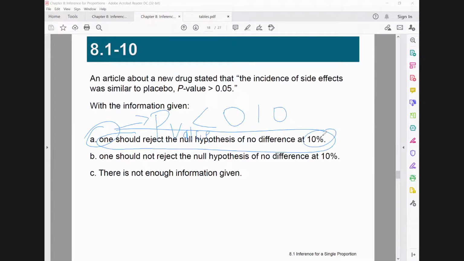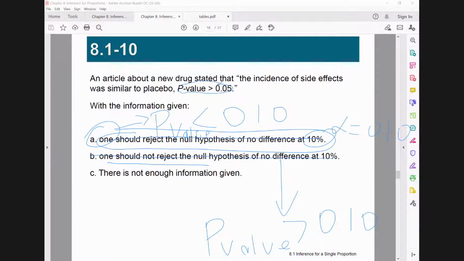Alpha here is equal to 0.10. Then here the p-value is not less than 0.10. That's why this is wrong. The second sentence means the p-value is more than 10%, more than alpha. That means it is more than 0.10, which is also wrong, because we only know the p-value is more than 0.05. Then the first sentence is wrong.